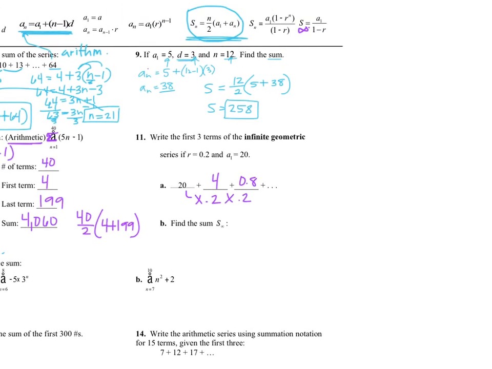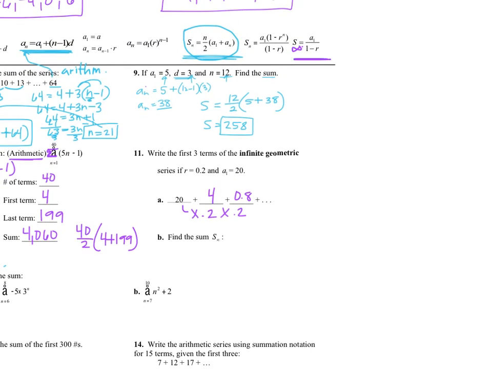So if we plug into that formula, it's going to be our first term divided by 1 minus our rate. When you do this one, make sure you put parentheses around this because you want to divide by that whole thing, not divide by 1 and then subtract 0.2. So when you plug this in, you should get 25.